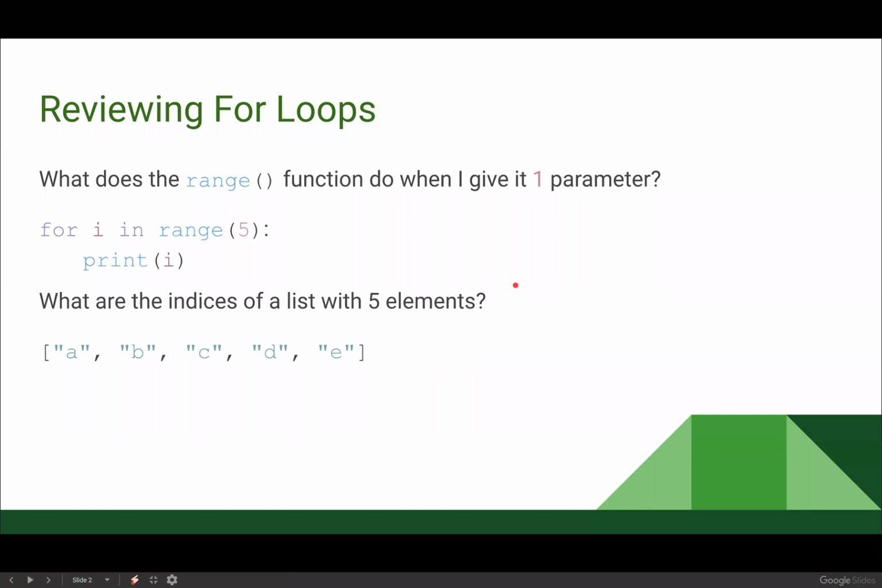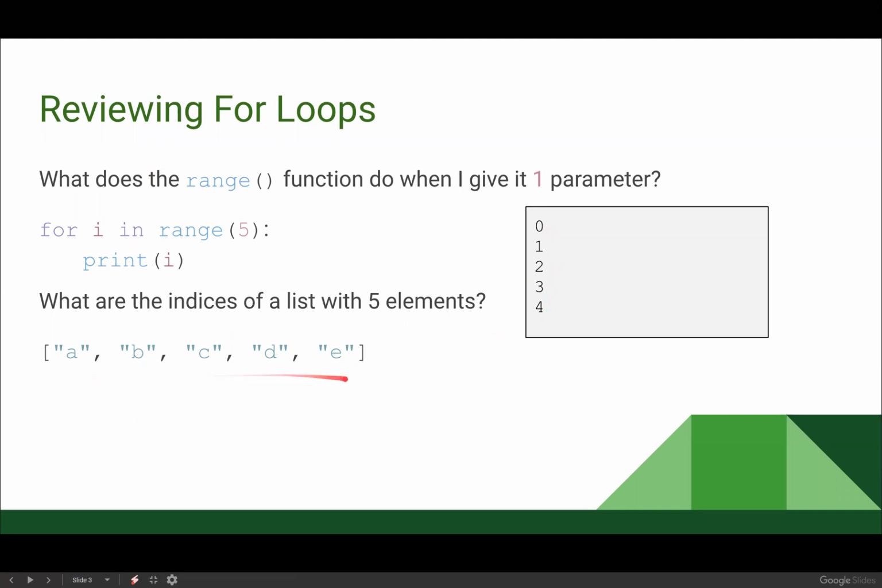So let's remember, what does the range function do when I give it one parameter? If I say for i in range 5, print i, what am I going to see? What is this output going to be from this loop? 0, 1, 2, 3, 4. Absolutely correct. So we are going to see 5 numbers on screen.